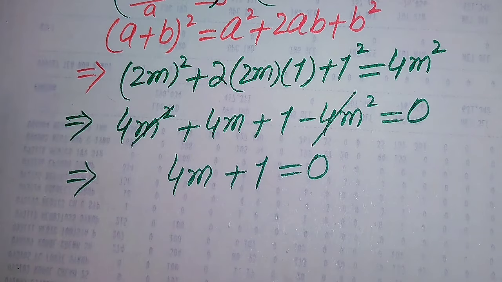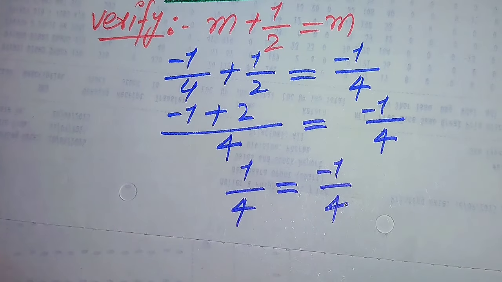Here we need to take the LCM of these terms, and its LCM becomes 4. So this 4 and this 4 are gone, and we get minus 1 plus 2 equals minus 1 over 4. And now in the next step we need more simplification. So minus 1 plus 2 becomes 1 over 4 equals minus 1 over 4.